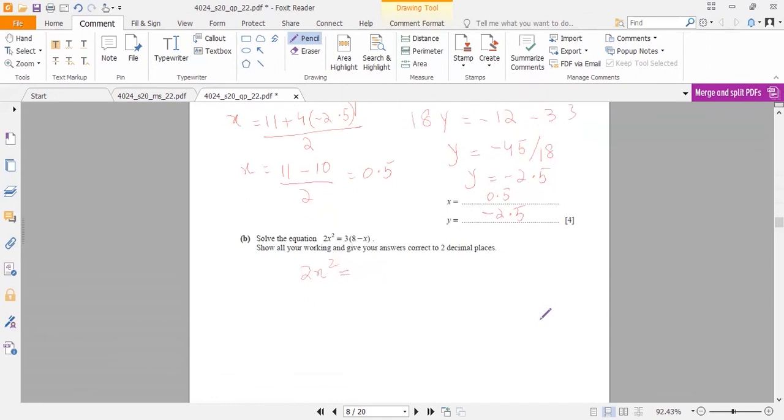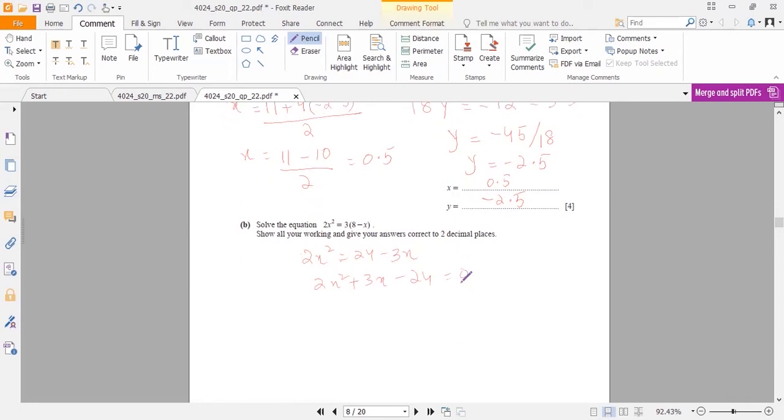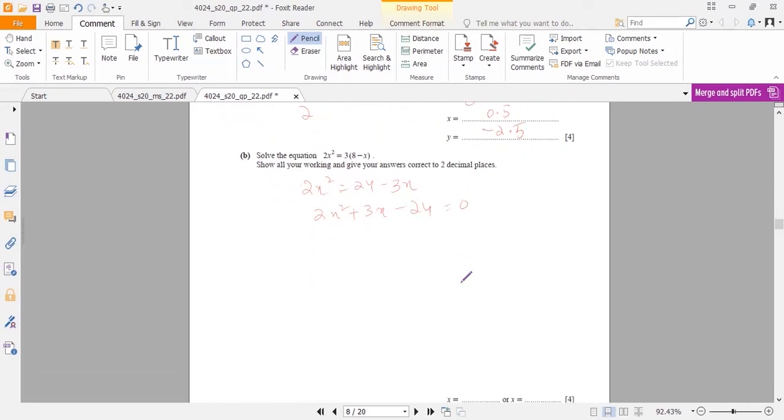Now come to the part B. In this, we need to solve this equation. 2x squared is equal to 3 times (8 minus x). Firstly, we need to remove the bracket, that is 8 3s are 24 minus 3x. And the equation will become 2x squared plus 3x minus 24 equals 0. So I don't think that there will be any middle term break possible in this question. So I need to apply the quadratic formula. Obviously the value of A is 2, B is 3, and C is minus 24.